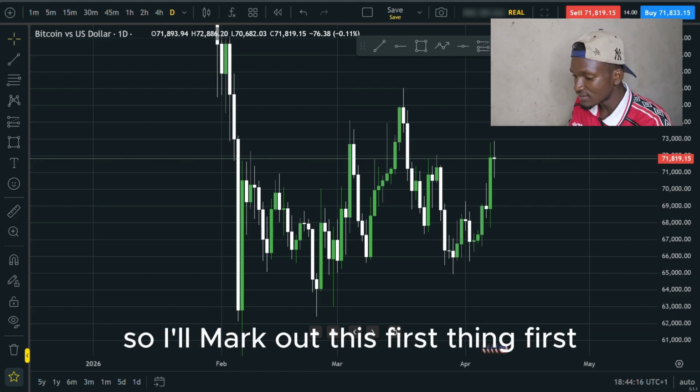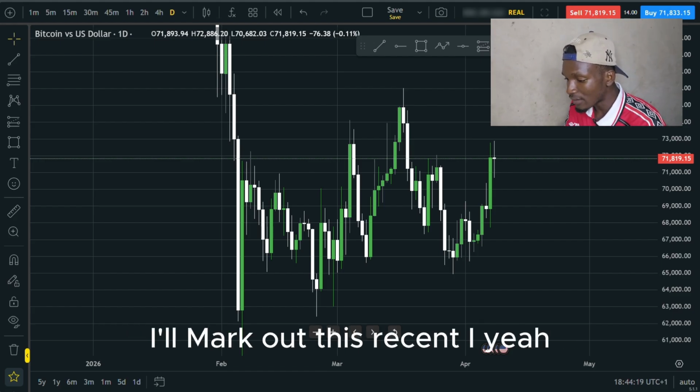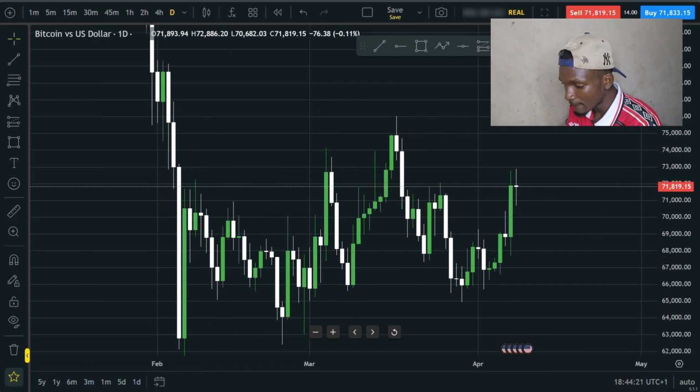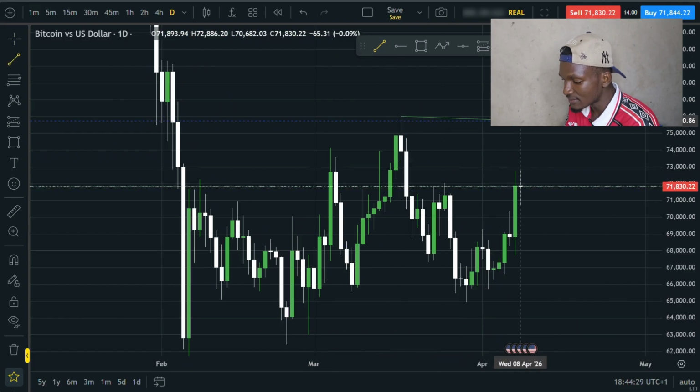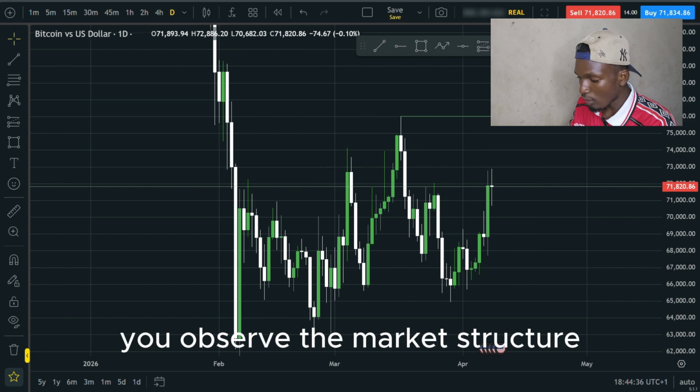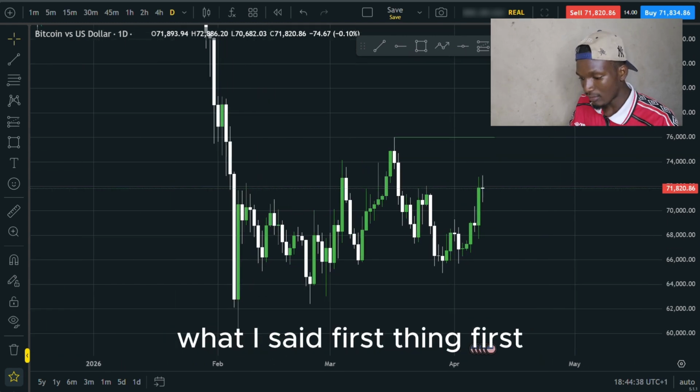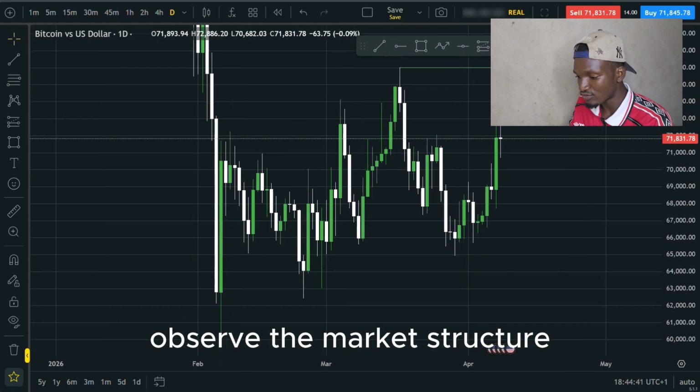So I'll mark out, first thing first, this recent high here. This is my target because I'm bullish now on BTCUSD. This is my target. So after marking it out, observe the market structure. What I said, first thing first, observe the market structure.